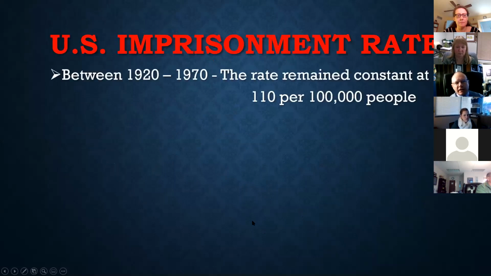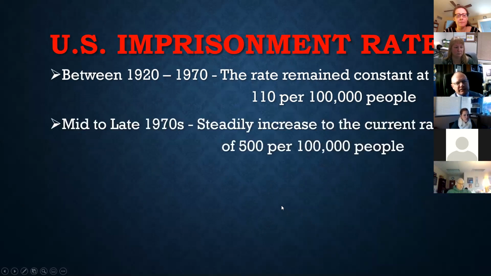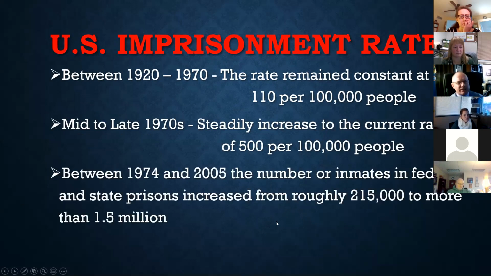Between 1920 and 1970, the imprisonment rate was 110 per 100,000 people. Look at the mid to late 70s, a steady increase to the current rate of 500 per 100,000. And then between 1974 and 2005, the number of inmates in federal and state prisons increased from roughly 215,000 to more than 1.5 million.